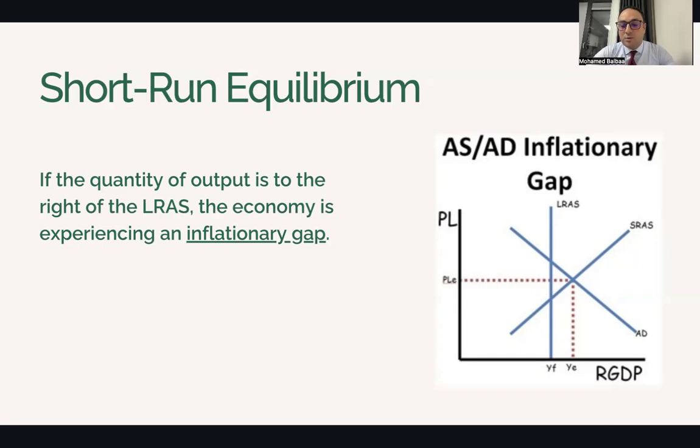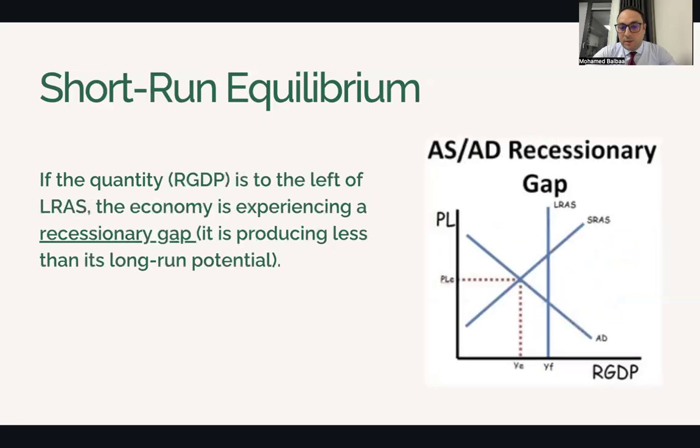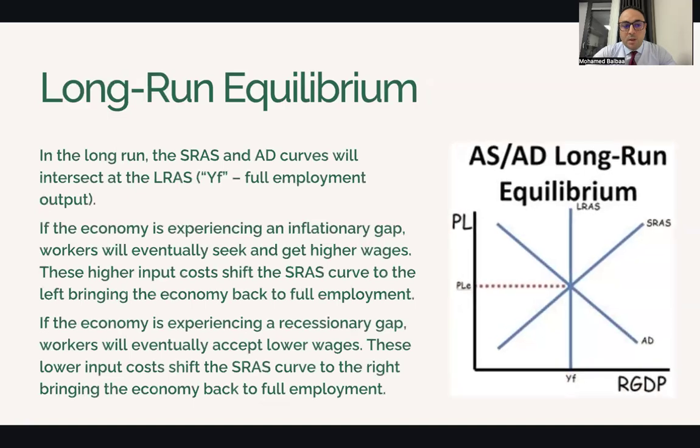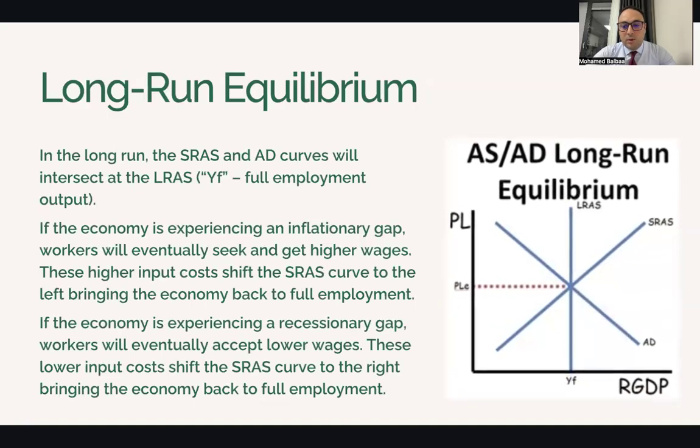So the government should slow down the economy. And of course, in the first case, there is a recessionary gap. We are producing less than we should, or less than our potential, so we have to take some actions to increase our output. Here is the long run equilibrium, where the short run aggregate supply and the aggregate demand curve intersect at the long run aggregate supply. This is the full employment output.